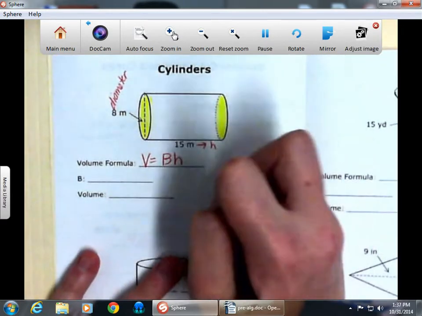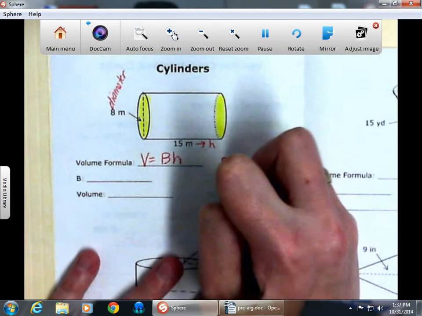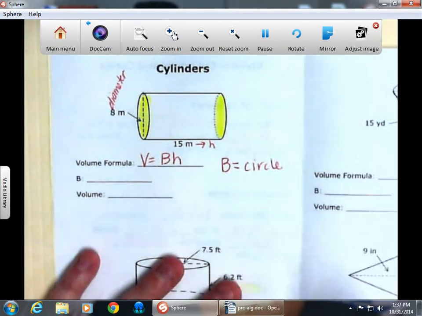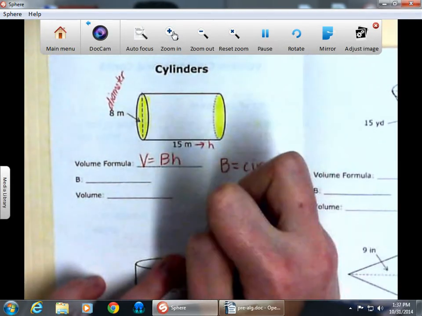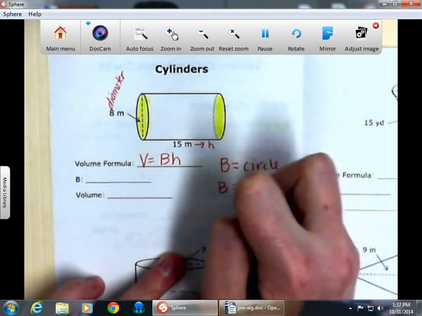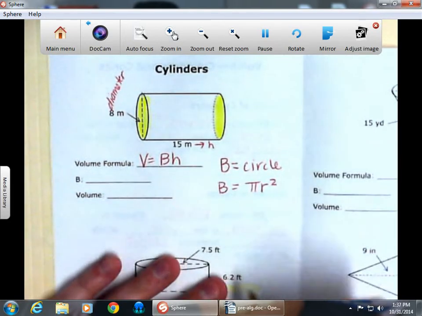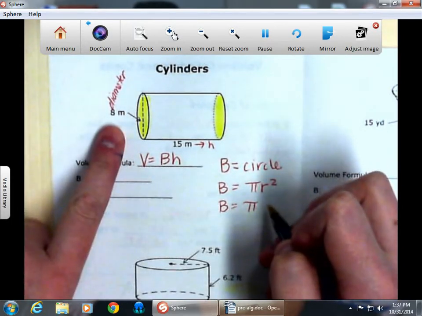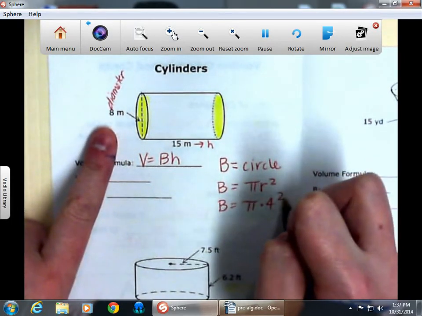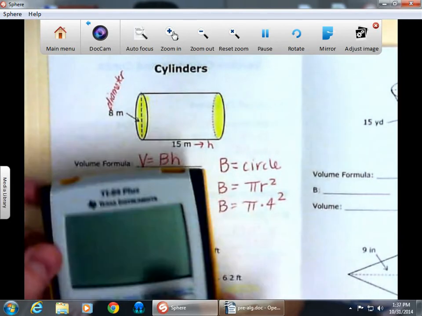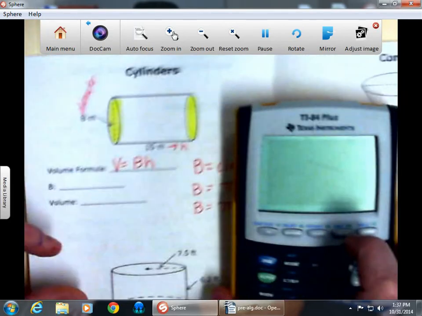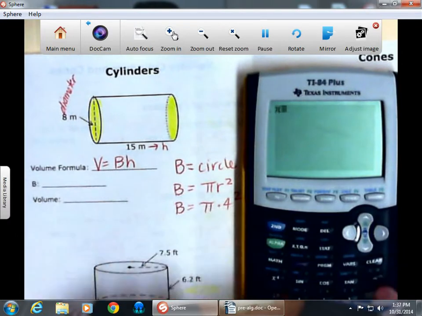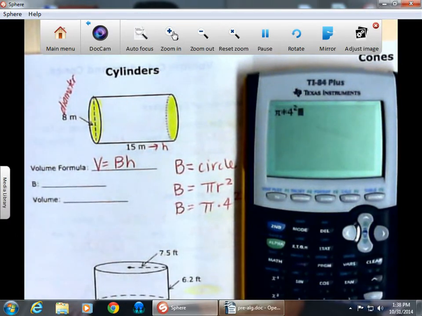So on the side, big B equals, well, big B is shaped like a circle. The base is a circle. So the formula, and it's on your reference chart, is pi r squared. So I substitute in, my diameter is 8, so my radius is 4, so it's 4 squared. Now in my calculator, I can do pi times 4 squared. If you don't have a graphing calculator, use 3.14 for pi.